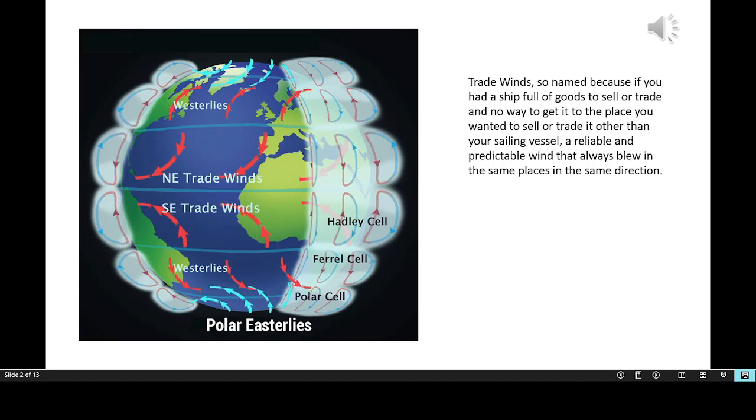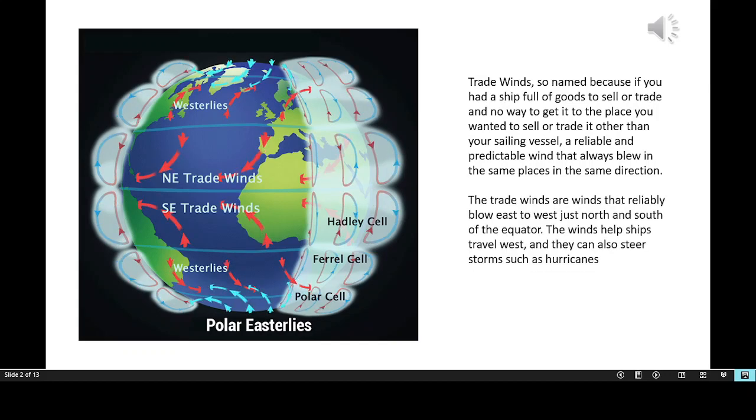Trade winds are so named because if you had a ship full of goods to sell or trade and no way to get it to the place you wanted to sell or trade it other than your sailing vessel, you needed a reliable and predictable wind that always blew in the same places in the same direction. The trade winds are winds that reliably blow east to west just north and south of the equator. The winds help ships travel west, and they can also steer storms such as hurricanes.